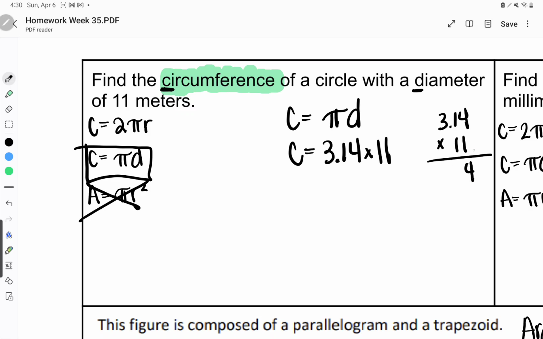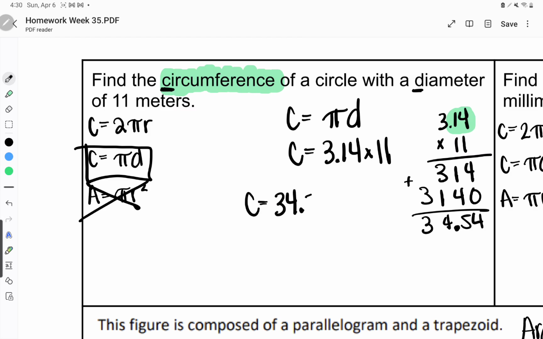4 times 1 is 4, 1 times 1 is 1, 1 times 3 is 3. I'm on my next row now, so I add a 0. 1 times 4 is 4, 1 times 1 is 1, and 1 times 3 is 3. Add it all together. And then I have 2 decimal places, so I'll have 2 decimal places down here. And that would give me a circumference of 34.54 meters.